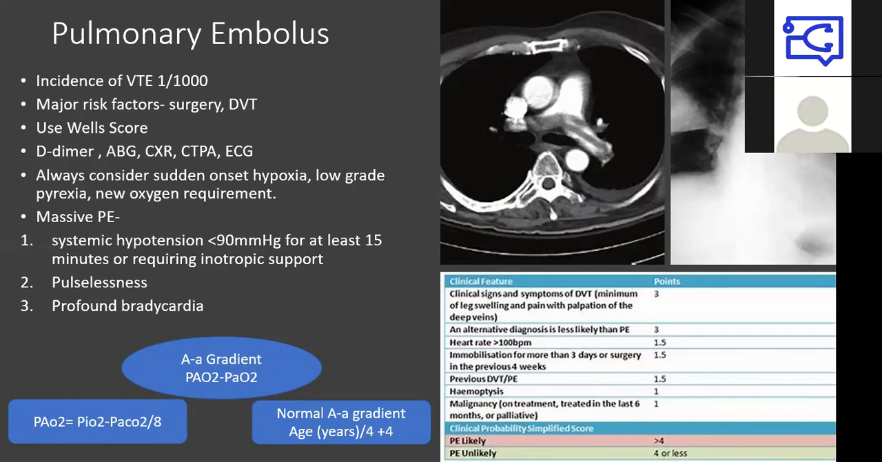Now, in terms of investigating, you will always hear about the D-dimer. Please be very careful about doing the D-dimer. The D-dimer was never meant for PE. The D-dimer was established for doing aortic dissections, but the D-dimer is a degradation product of fibrin.